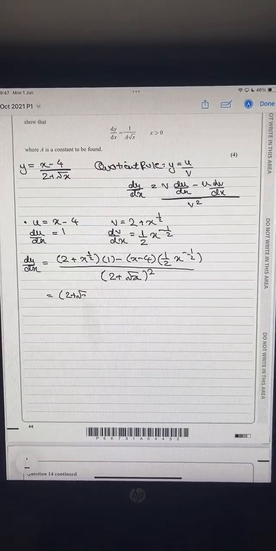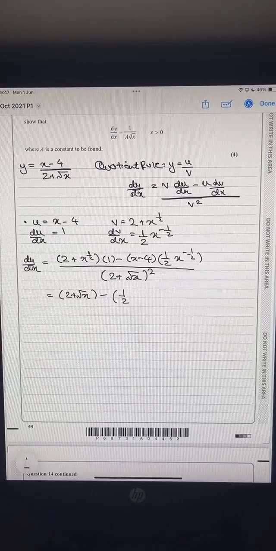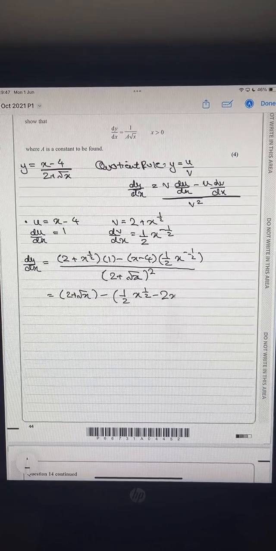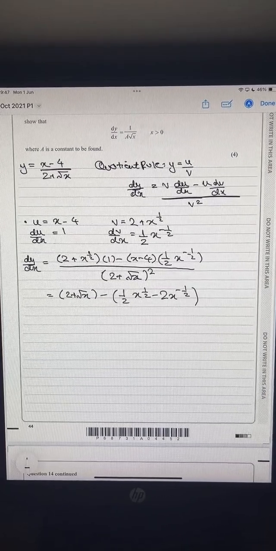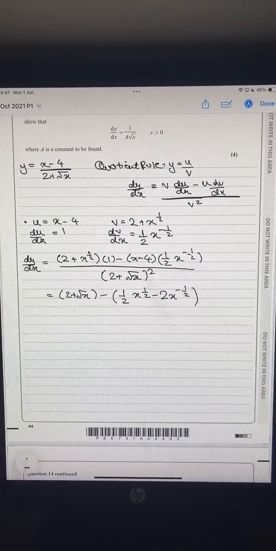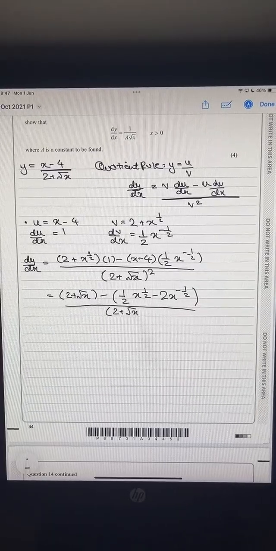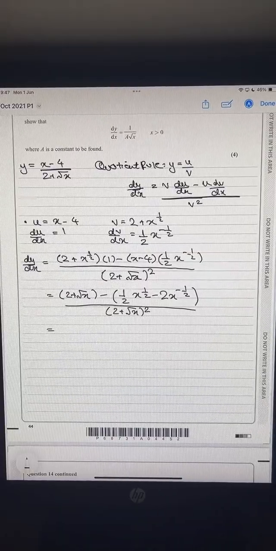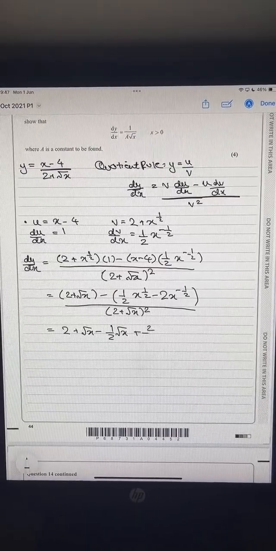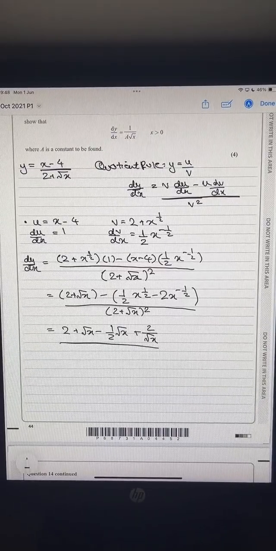So 2 plus root x minus a half x to the half minus 2x to the minus half here, because I'm doing my index laws: multiply a half x to the minus a half times by x. So I do minus a half plus 1 to get a half, and then I'm just multiplying minus 4 by a half to get minus 2. And then the denominator is 2 plus root x, whole squared. Then I clean up my top, so I have 2 plus root x minus a half root x plus 2 divided by root x, all over 2 plus root x squared.